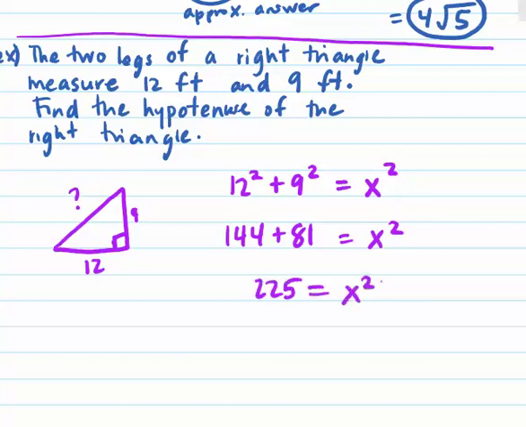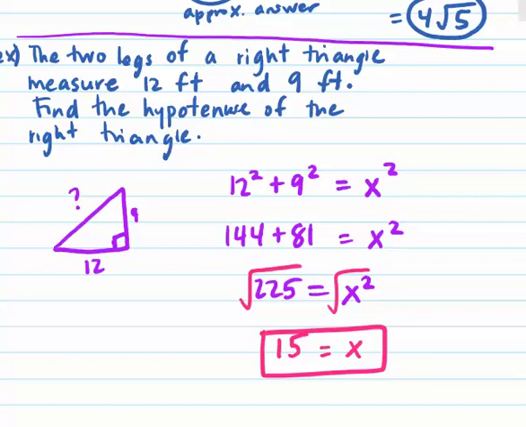I want to solve for x, and I know what x squared is, so I'm going to take the square root of both sides. The square root of 225, that's a perfect square because there is a number that you can multiply by itself that equals 225. It happens to be 15. So the hypotenuse of this right triangle is 15.